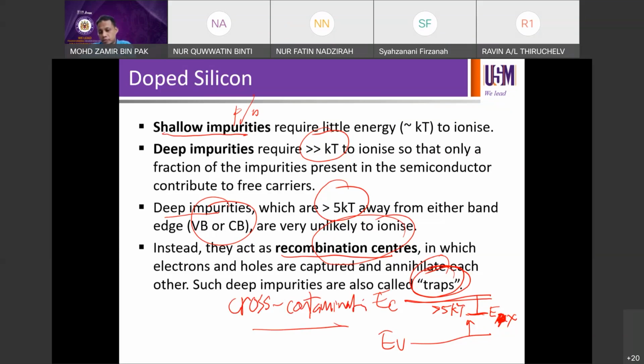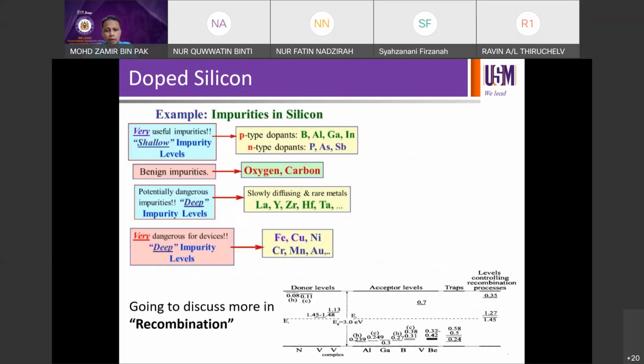Cross-contamination, maksudnya you don't want that material to be in the chamber or in the space or in the equipment, but they are there for unintended reasons. Okay, terlupa ataupun trivial process, they're going to be detrimental to the final devices. Okay, they're going to kill the devices. Okay, impurities in silicon in this particular case.